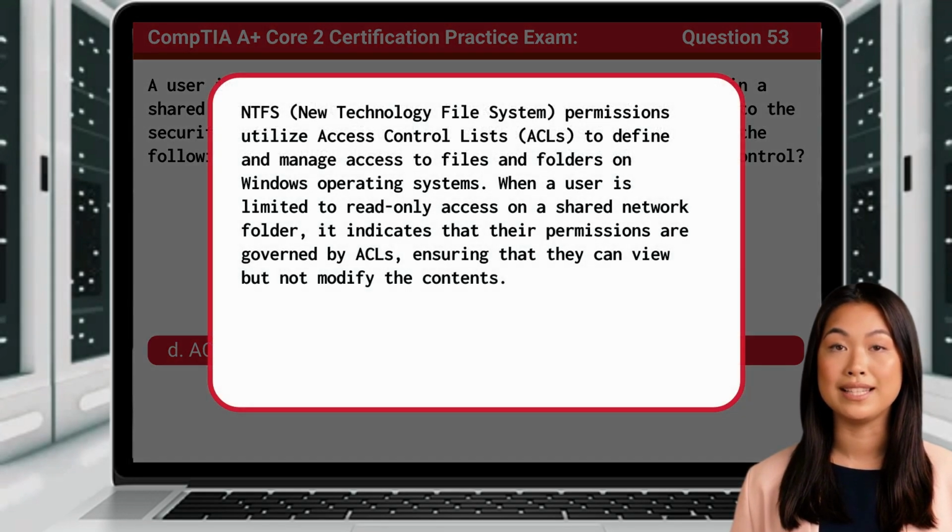NTFS permissions utilize access control lists, or ACLs, to define and manage access to files and folders on Windows operating systems. When a user is limited to read-only access on a shared network folder, it indicates that their permissions are governed by ACLs, ensuring that they can view but not modify the contents.